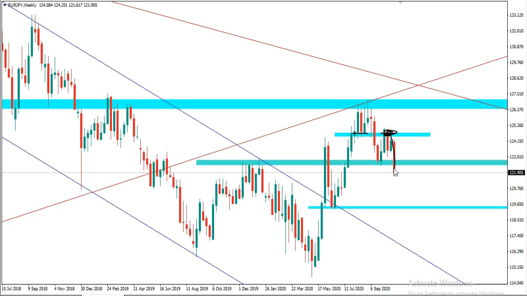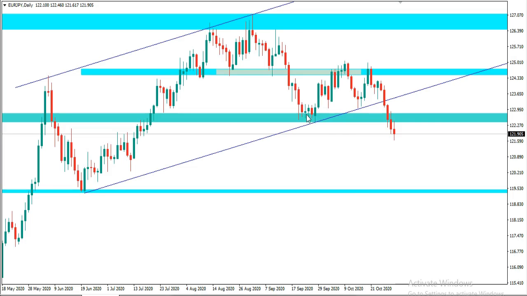I can expect this price to make it to this low over the next few weeks, as the case may be. So with this monthly and weekly close below this area, we expect the price to continue to this low over the next few weeks. So let's see what we have from the daily time frame.